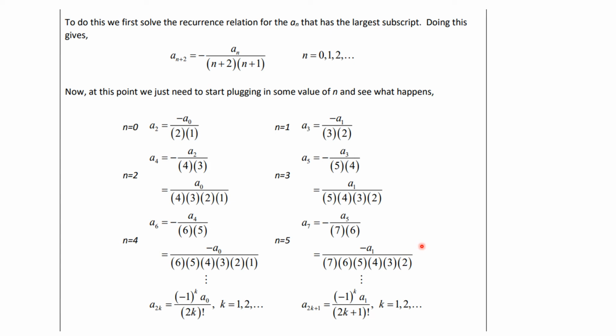So you see, I'm trying to see, can I discern a pattern? And I do discern a pattern. And this is the pattern. The even coefficients are going to be minus 1 to the k over 2k whole factorial times a0, for k equal 1, 2, and so on. And the odd terms are going to be minus 1 to the k, a1 over 2k plus 1 whole factorial.